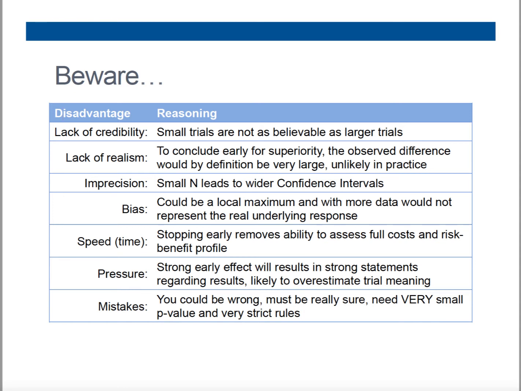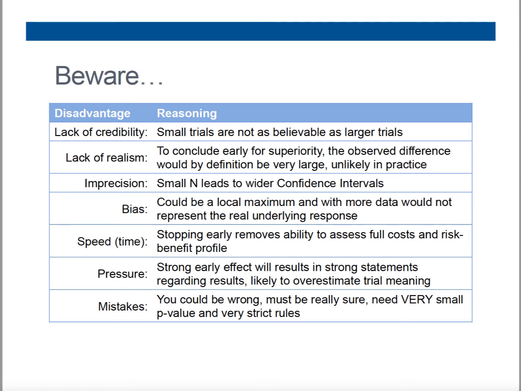Remember, often in clinical trials, you're looking at prevalent cases where people may be worse, as opposed to incident cases where people may be more newly diagnosed. And longer-term follow-up and getting those incident cases may not reflect an early stopping result. And then, of course, you could be wrong.